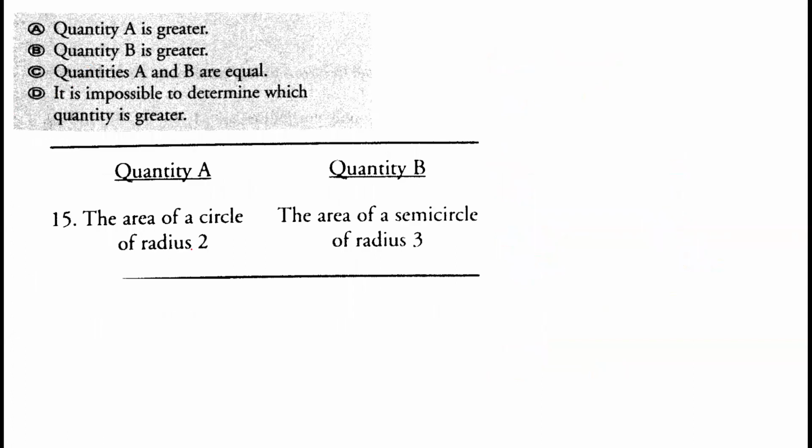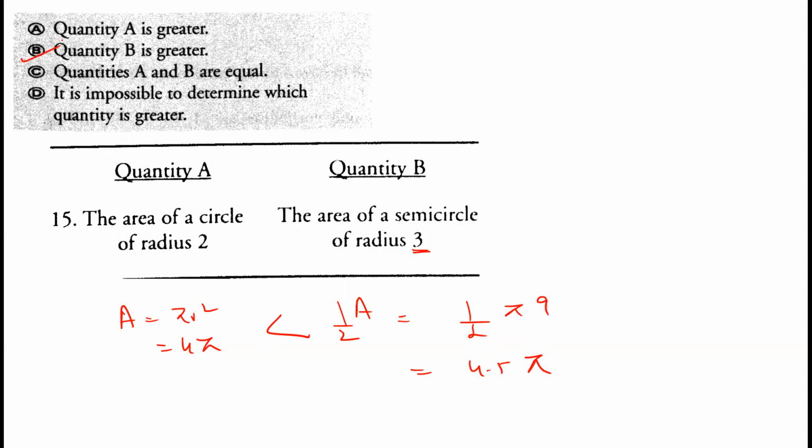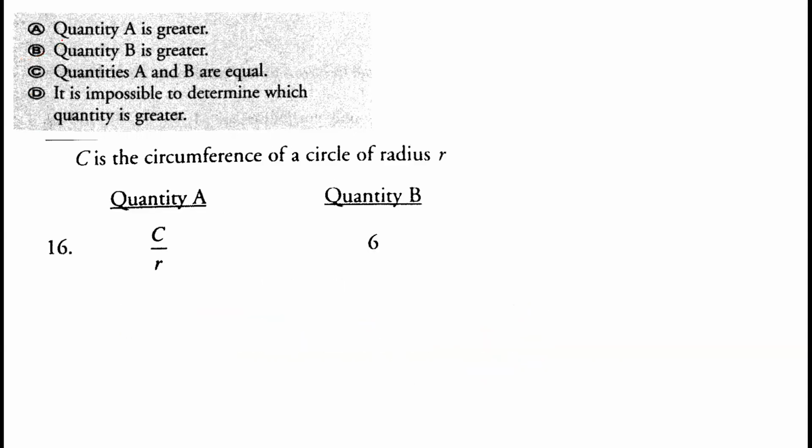Now the area of a circle of radius 2, this would be area equals pi r square or 4 pi, and the area of a semicircle, so semicircle would be half area, so half into pi r square, so r is 3, so this would be 9, so 9 divided by 2 is 4.5, so this would be 4.5 pi. Obviously 4.5 is greater than 4, so quantity B is greater than quantity A, hence option B is correct.